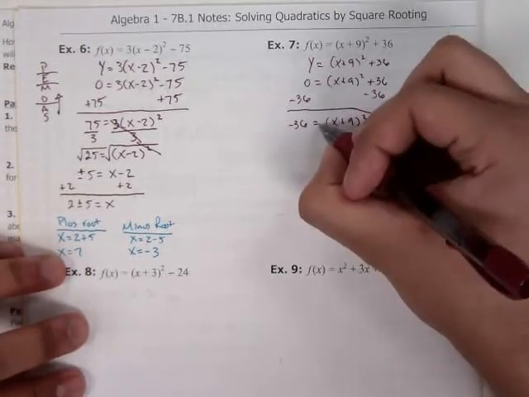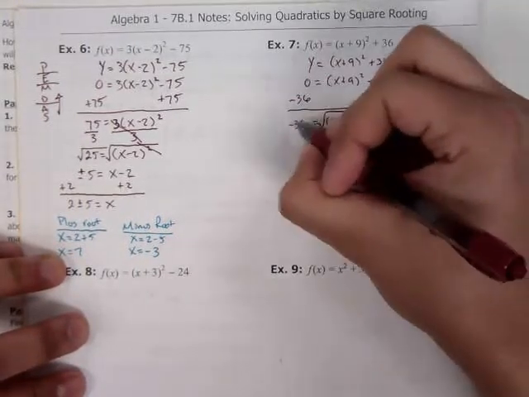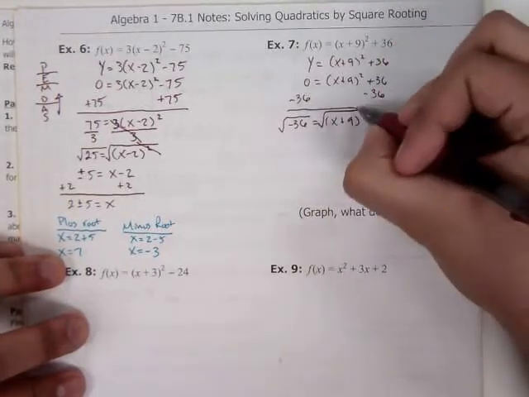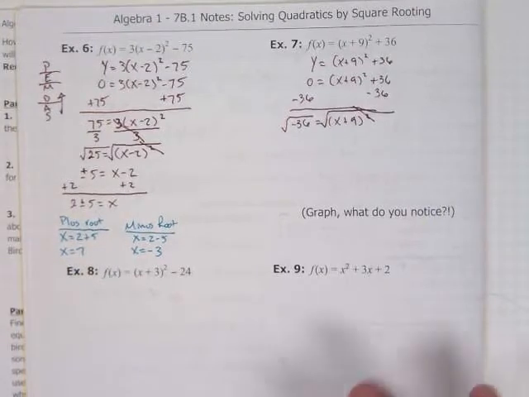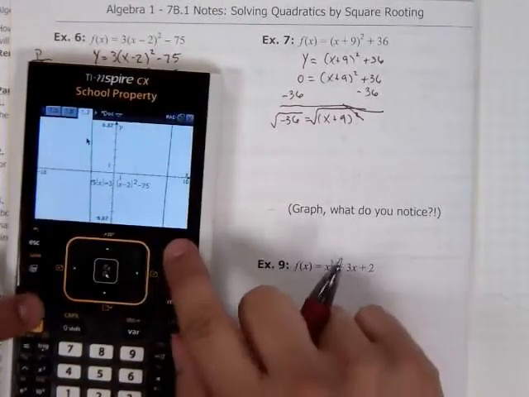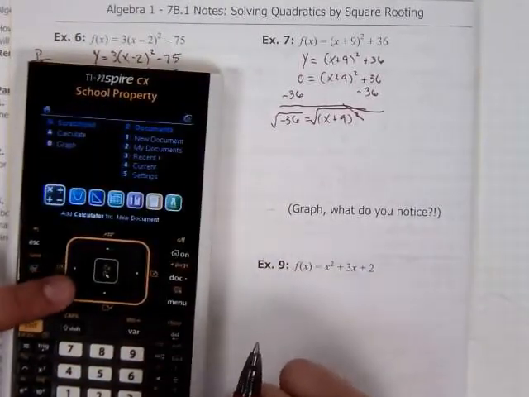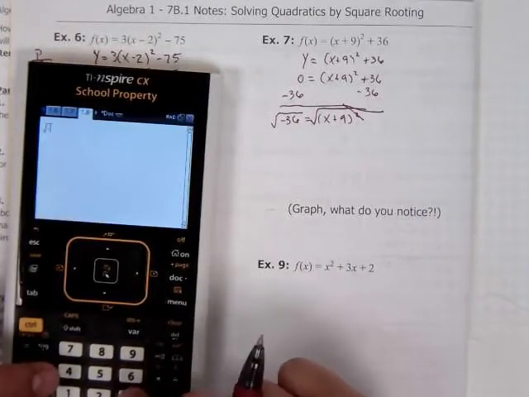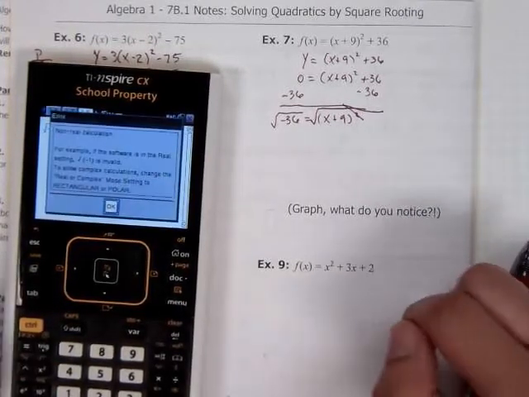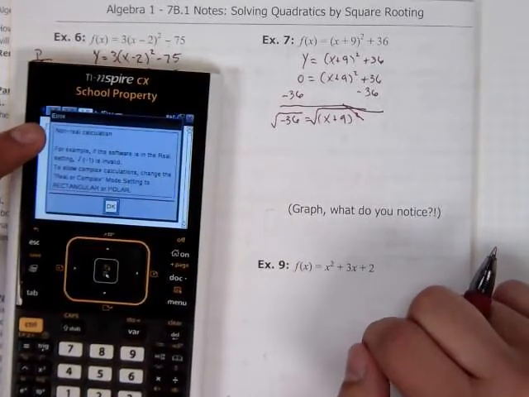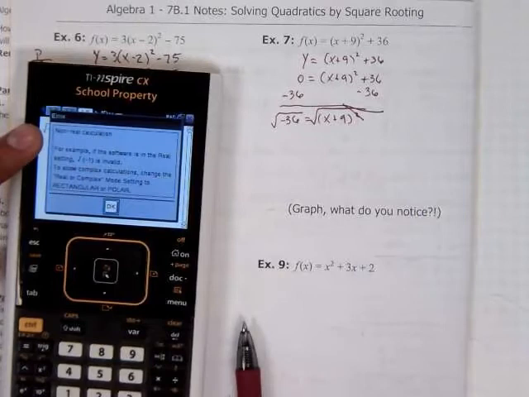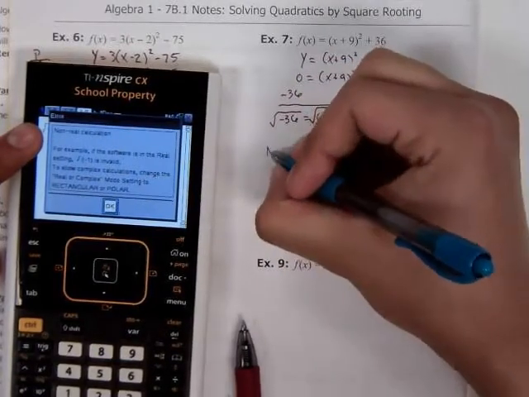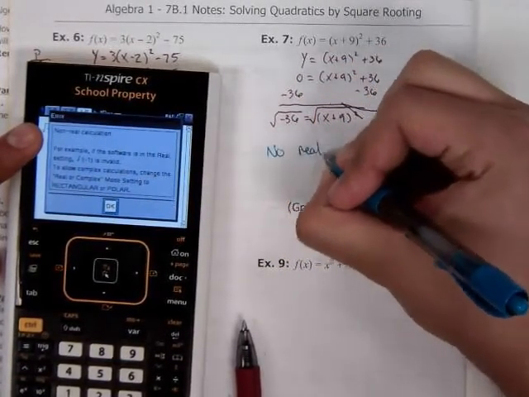Now to get rid of the squared, we take the square root. But there's something different about this. The squared and square root still cancel each other out. Now the negative square root of negative 36. What's happening there? The square root of negative 36. That's not possible. It says at the very top, non-real calculation. So what that means is there is no real solution.